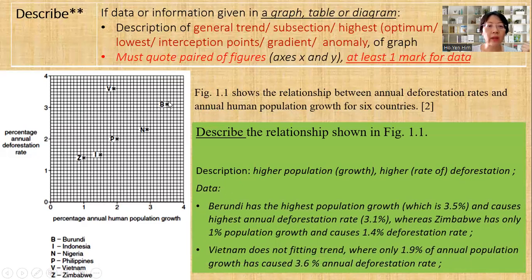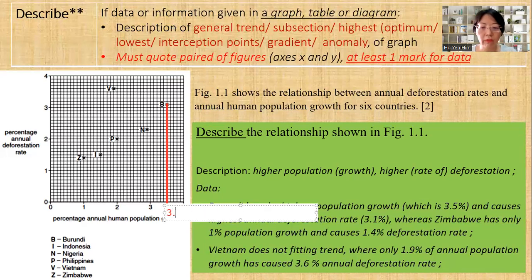What is the highest you can quote? What is the lowest you can quote? Burundi has the highest population growth. So you've got 2 data to quote: the population growth and also the annual deforestation. So read accurately vertically downwards and horizontally to the y-axis. Read the value accurately. Burundi has the highest population growth at 3.5, which is here. So read accurately from here all the way down. This is exactly 3.5. So quote 3.5 and don't forget the unit.